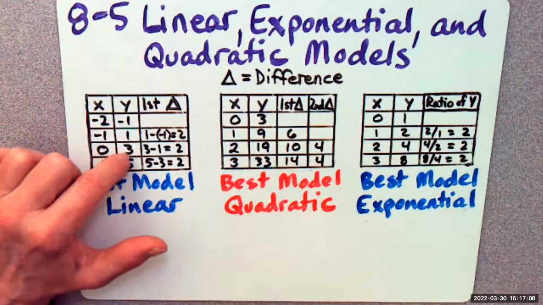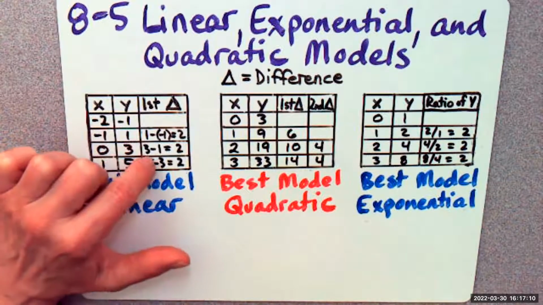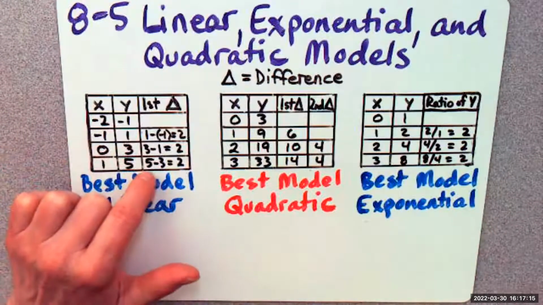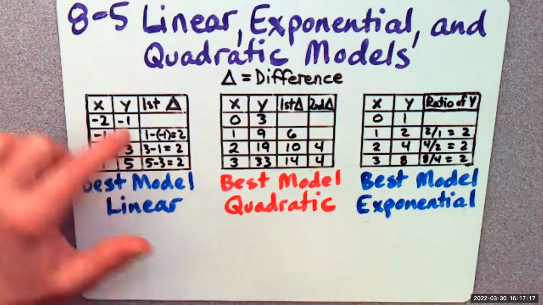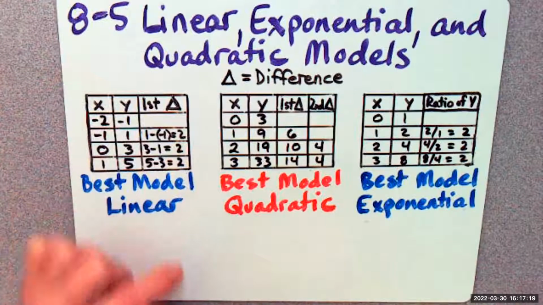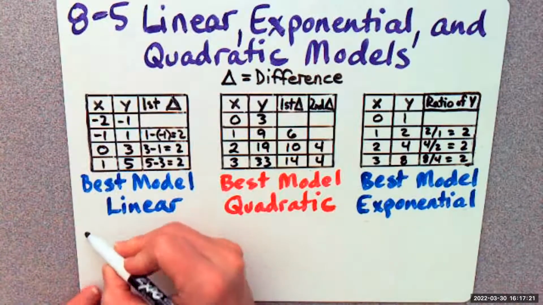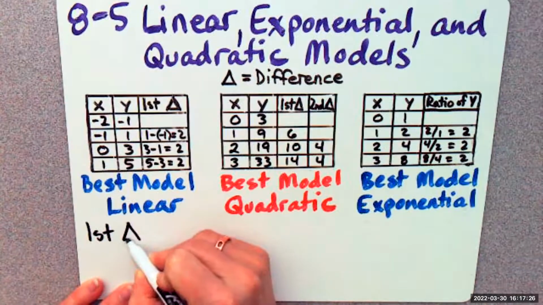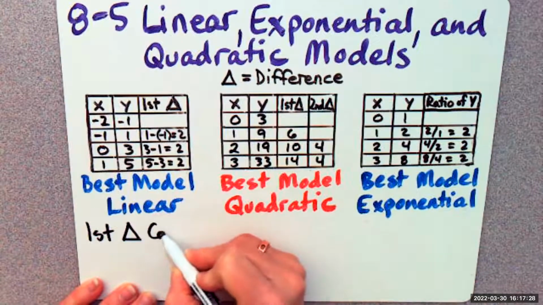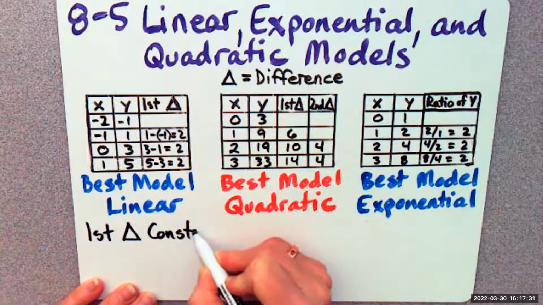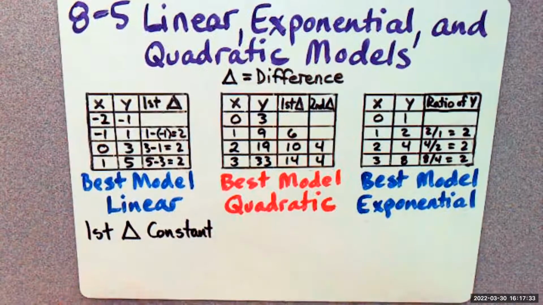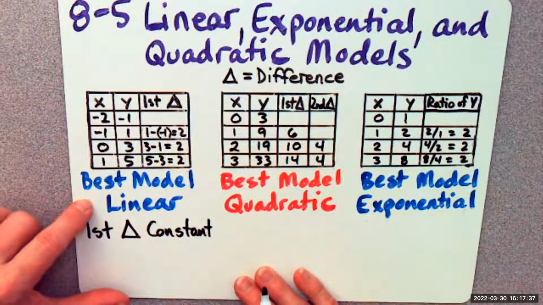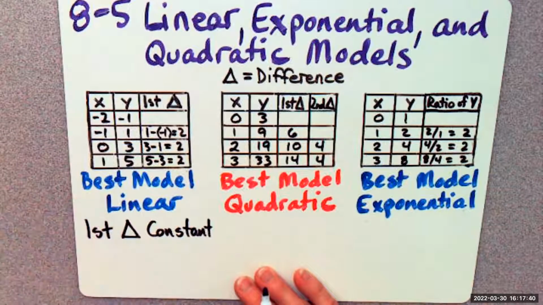Then this is 3 minus 1, so 3 minus 1 equals 2. And 5 minus 3 equals 2. So if we see here, we have 2. Our first difference is constant. When the first difference is constant, the best model is linear.